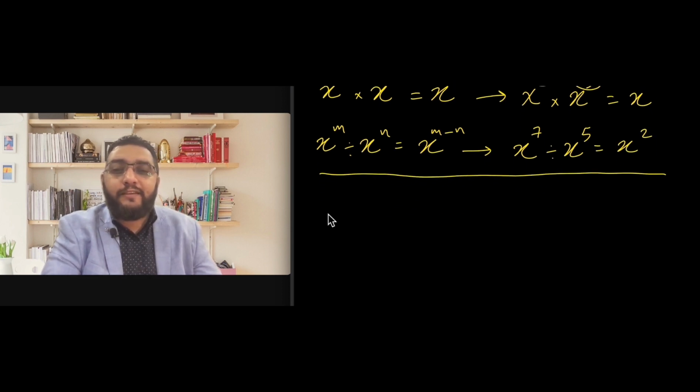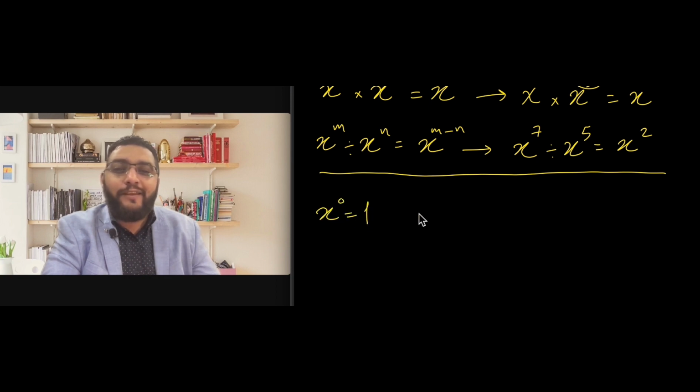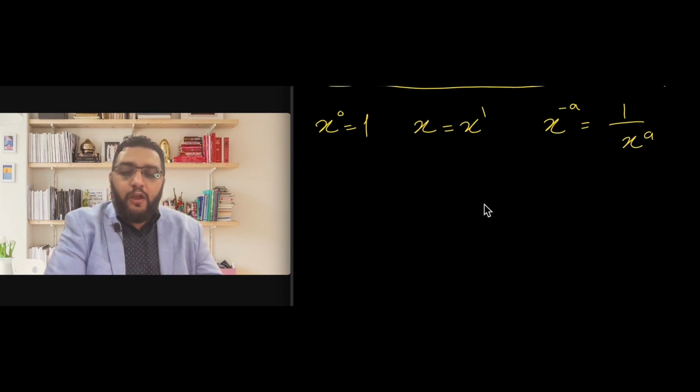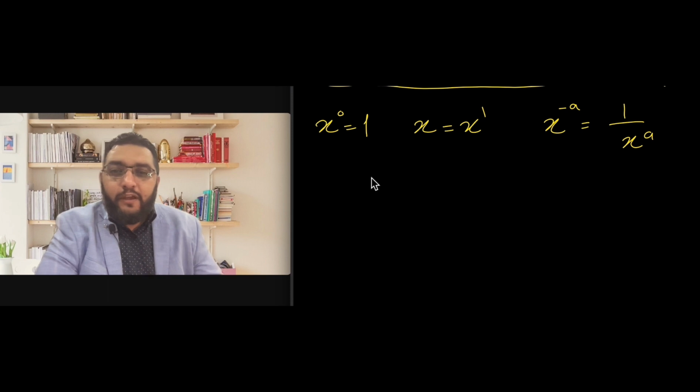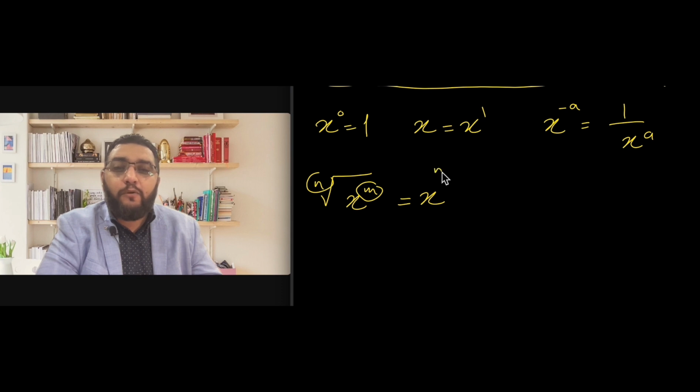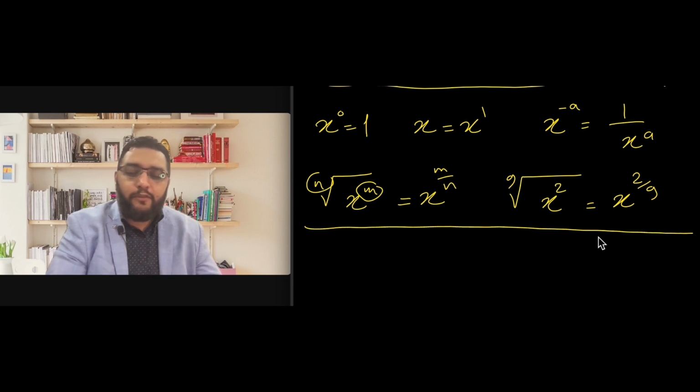You know that x raised to the power of 0 is 1, and x raised to the power of 1 is x. And if you have x raised to the power of negative a, this is 1 over x raised to the power of a. Okay, let's move to another type, radicals. If we have the nth root of x raised to the power of m, we have a rule for that, inner over outer. So it will be x raised to the power of m over n. For example, if we have the 9th root of x raised to the power of 2, it will be x raised to the power of 2 over 9. This is about the exponents.